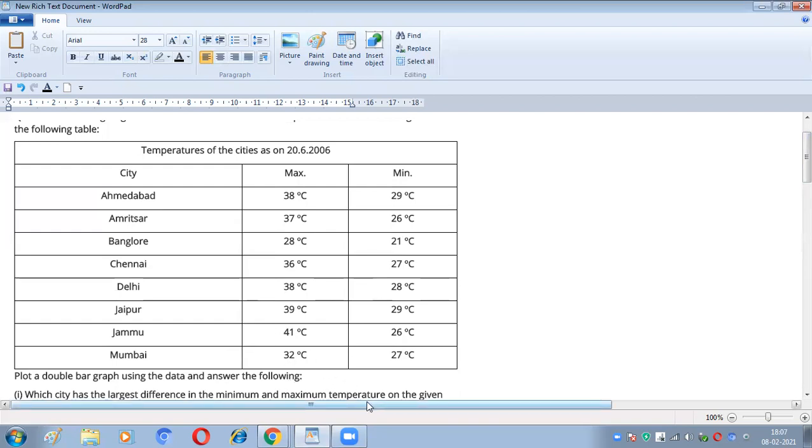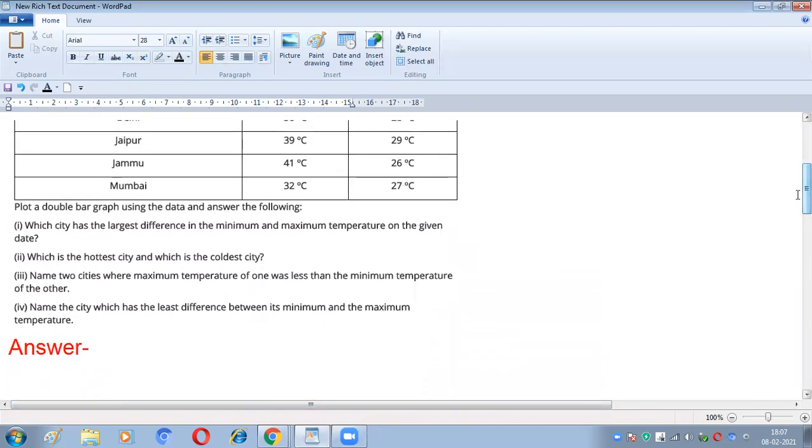And how will we find the coldest city? First, we have to find the least number in this data on the minimum part, from here: 29, 26, 21, 27, 28, 29, 26, and 27. We have to find the least number, and then we'll find the coldest city.